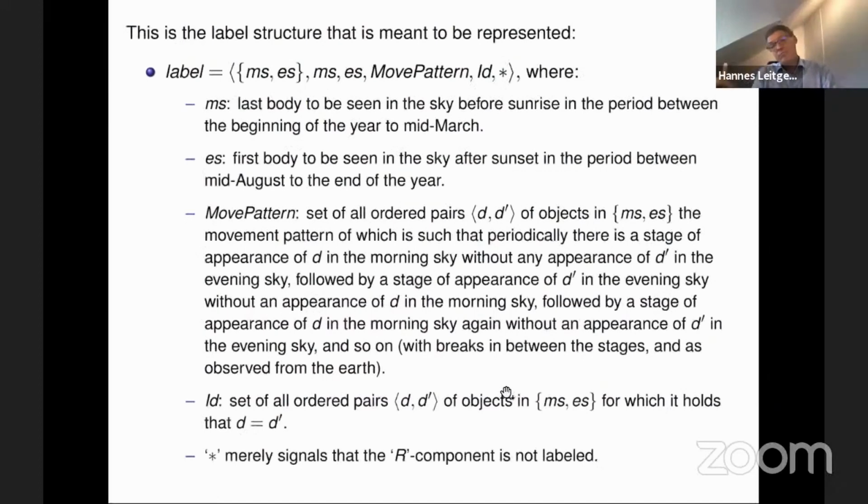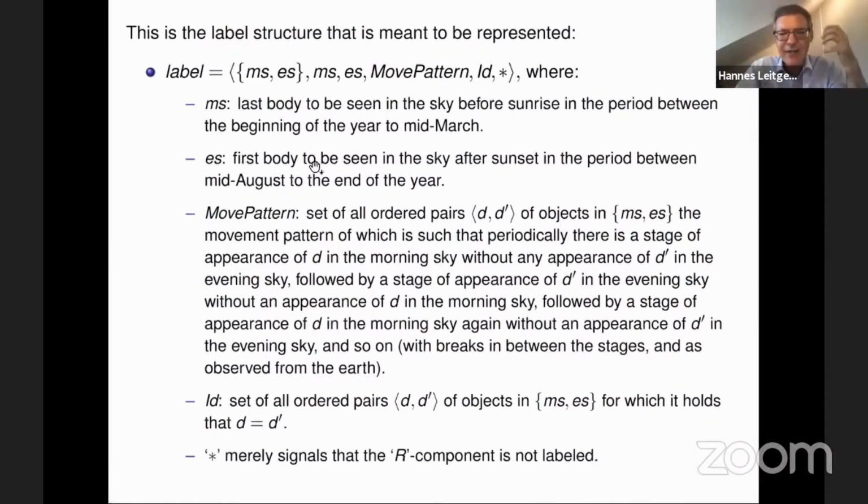Okay, and now the only thing that I still owe you is the labeling structure. And now the labeling consists of the following. So we have a domain that we want to reason or talk about. And in this case, it's a set with members MS and ES, okay? And again, sometimes you're required to have some examples. So what could MS be? I tell you here, MS is the last body to be seen in the sky before sunrise in the period between the beginning of the year to mid-March. Well, it's the morning star.